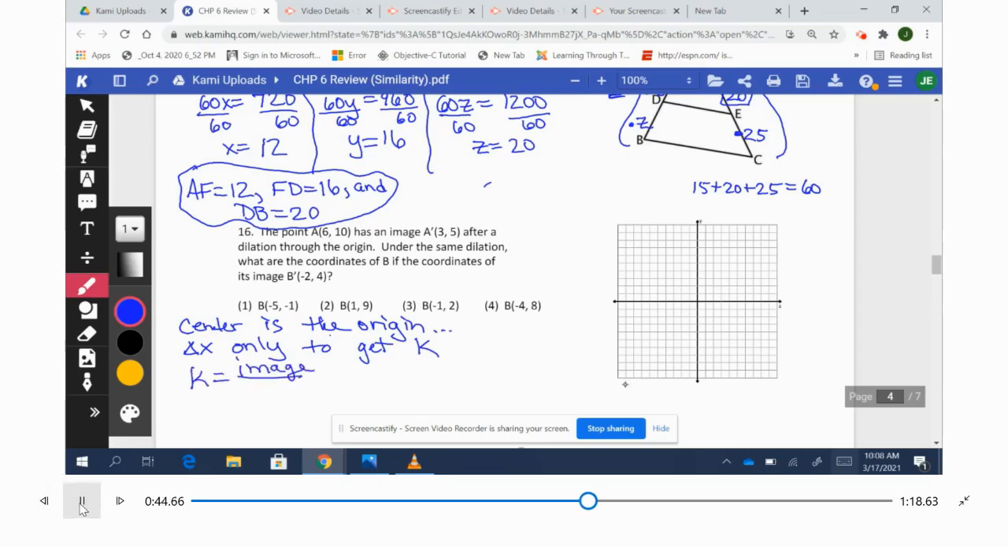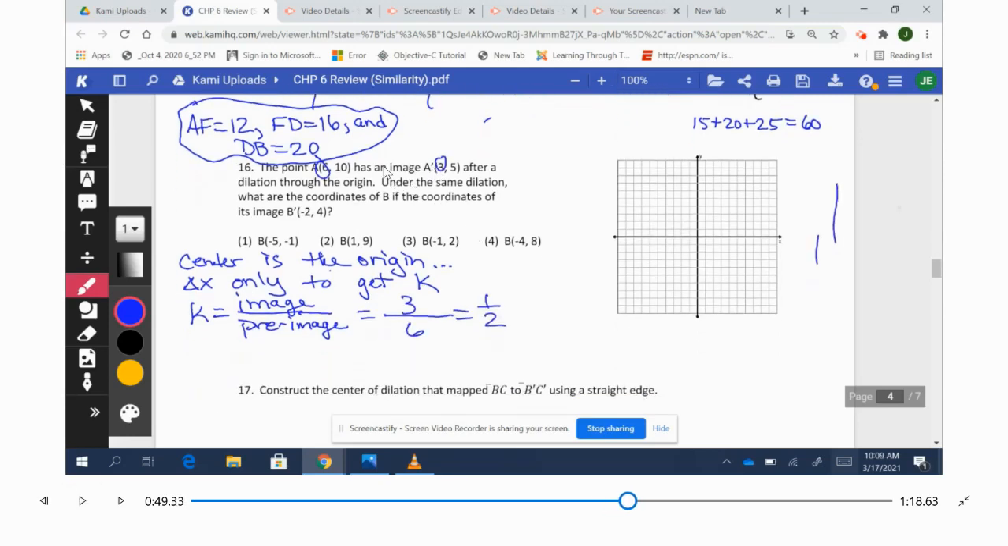And you really only have to focus on one of the variables, one of the coordinates. So I'm going to just focus on x. Now that's the image, so that should go on top, and that's the pre-image. If you're ever unsure, you can look at it like, all right, did the image get closer or further? Since it got closer to the center, it should be a scale factor that's less than 1. So it's a reduction. Make sure your scale factor reflects that.